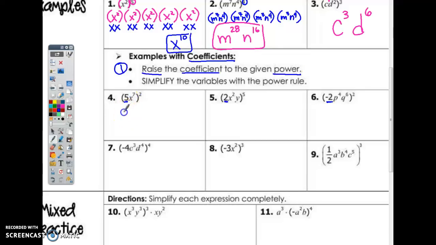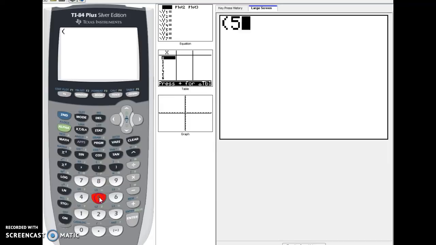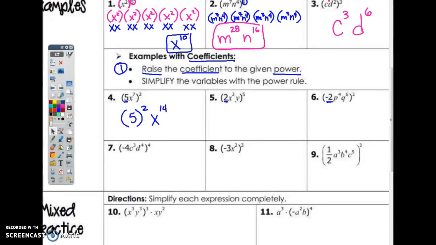So for instance, this right here is 5 squared, and then the x to the 7th power times 2. 7 times 2 is 14, so that's x to the 14th power. Right? But you still have to raise this in the calculator. So everybody type parentheses, 5, close parentheses, to the power of 2. Enter. 25. So the big number in the front, the coefficient, will now be 25 x to the 14th power. Okay? So the exponents you're going to multiply, but the coefficients, you have to raise to that power.